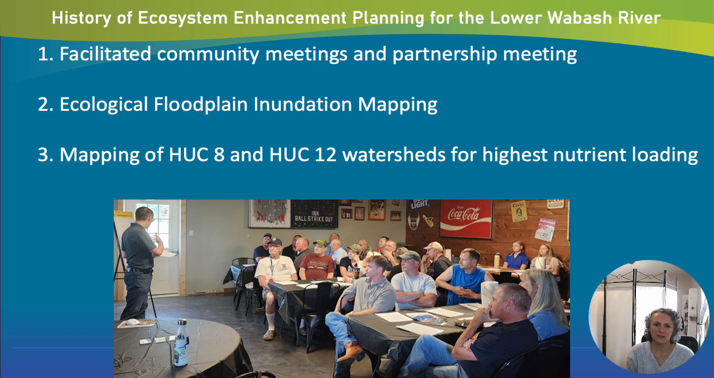The second was a mapping project with CBEC Engineering using their product, which is called Ecological Floodplain Inundation Mapping, or EcoFIP. We will spend most of our time today discussing this aspect of the planning process. The third component was an assessment of the HUC 8 and HUC 12 watersheds using USGS's SPARROW modeling to rank those watersheds according to potential nutrient loading.